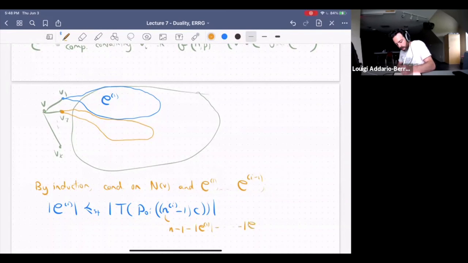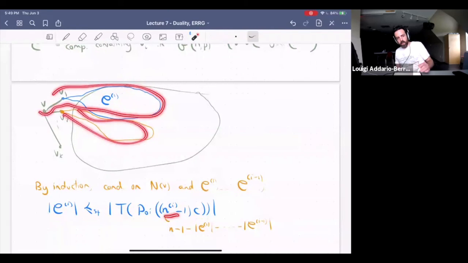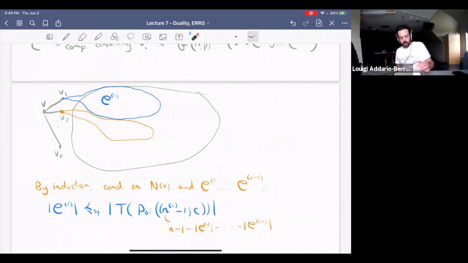It's all the things you had that you took away and weren't allowed to use when you were exploring the ith component. So this is just n minus 1 for v1, and then it's n minus 1 minus c1 for v2, and so on. But now, by the comment I made at the start, this n_i is at most n, and so the size of this tree is stochastically at most the size of a Poisson branching tree with parameter (n minus 1)c.